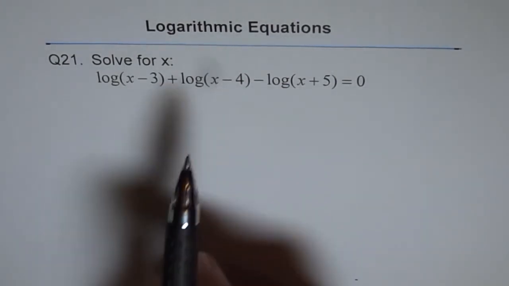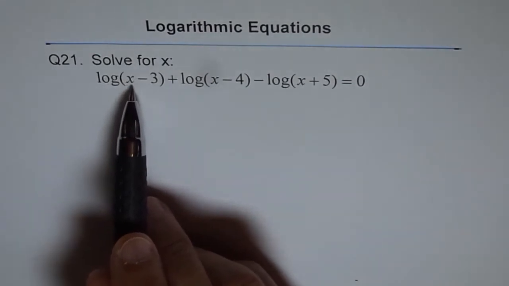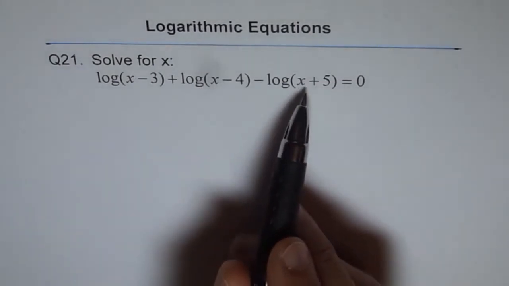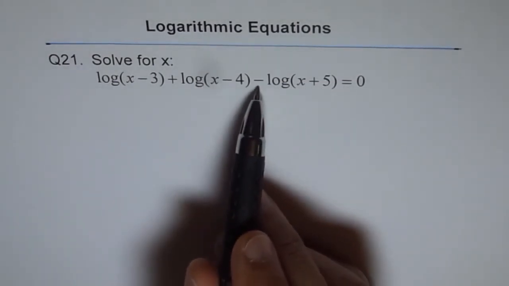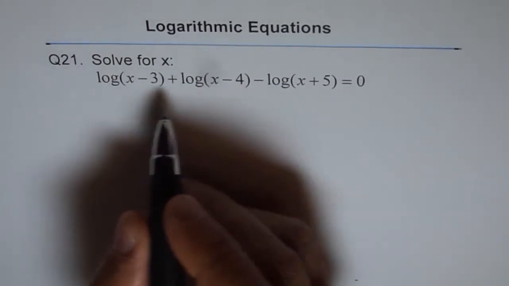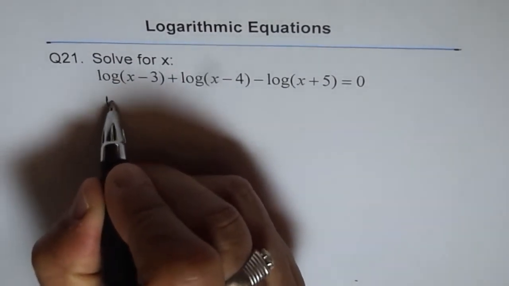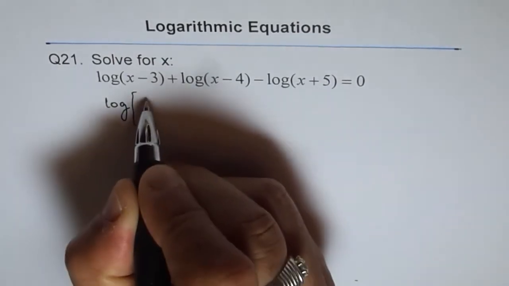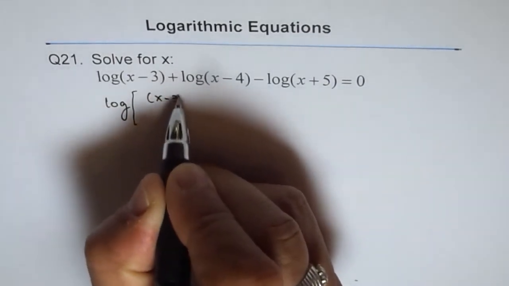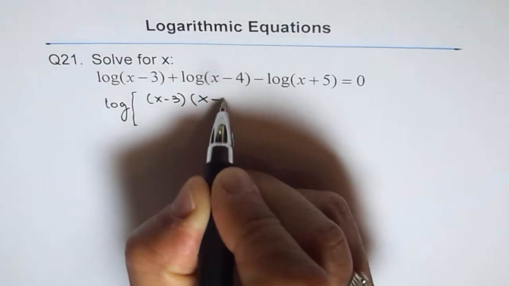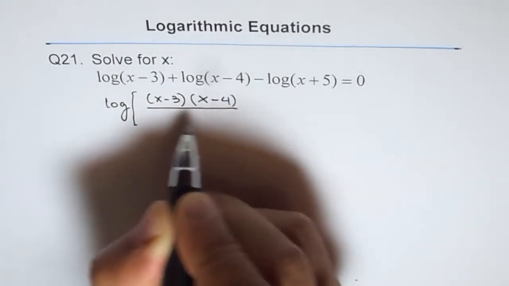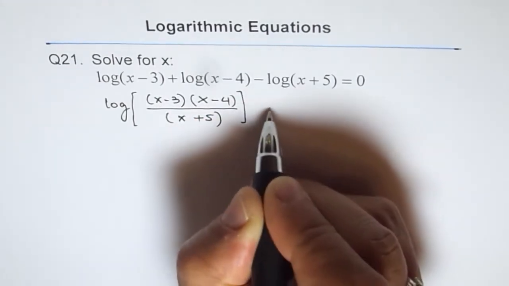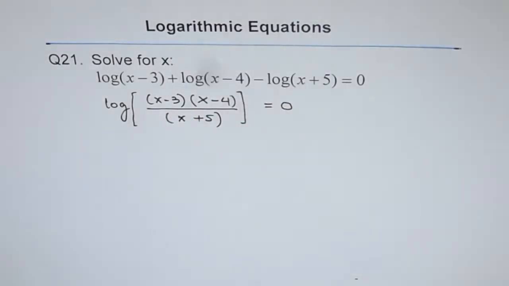The product rule says that this can be combined and written in one log, like the product of these divided by (x + 5), because that is with minus. So we can rewrite this as log of (x - 3) times (x - 4) divided by (x + 5), and everything equals 0.